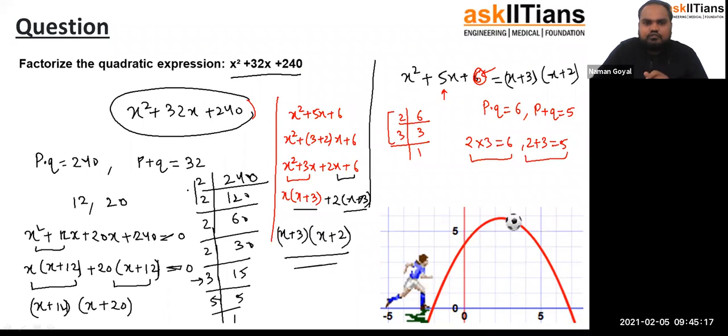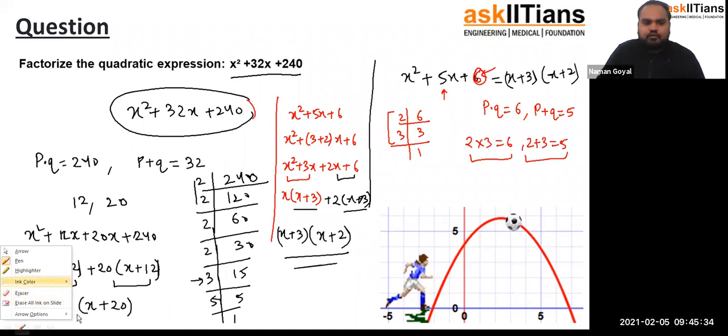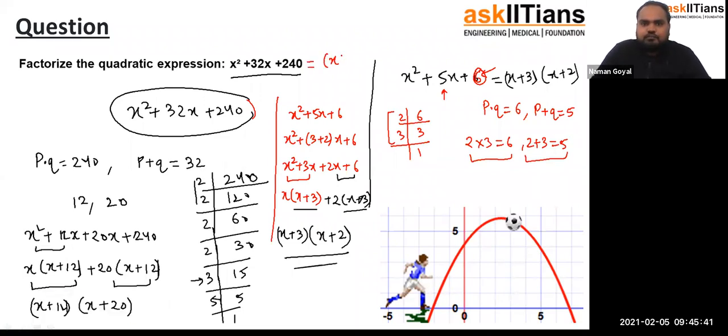Not is equals to 0, it is not given that it is equals to 0, so we cannot put it equals to 0. If this is a quadratic equation, then we have to put it equals to 0, but this is a quadratic expression, so there is no need to put x equals to 0. Are you getting my point? So we can say that this quadratic expression, after factorization, can be written as x plus 12 into x plus 20.